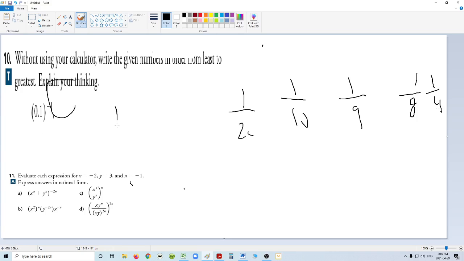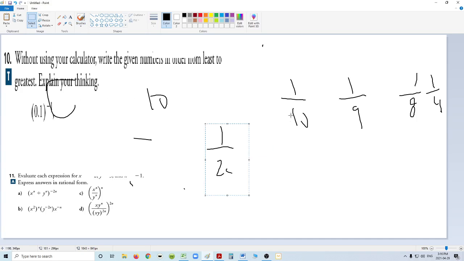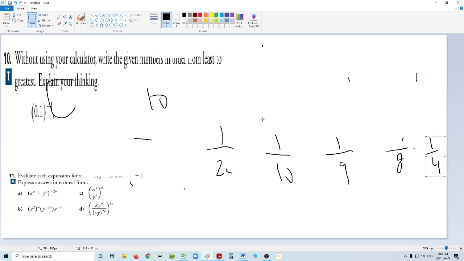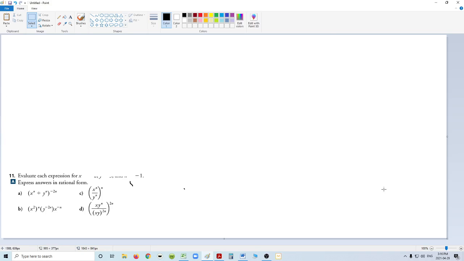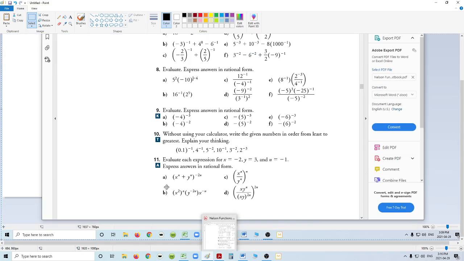This one's interesting. It's 1 over 0.1. And when I take 1 and divide it by that small number like that, I get 10, because 0.1 can fit into 1 10 times. So obviously, 1 over 25 is smallest, 1 over 10 is next, 1 over 9 and 1 over 8 is next, 1 over 4 is next, and then the number 10 is the biggest one. Interesting. I think they're trying to show you that even though this looks like the smallest number, it's not. Oh yeah, so let's see. Yeah, 11.